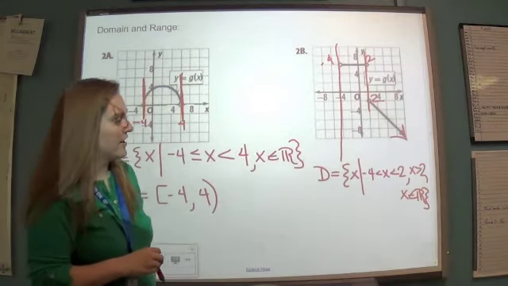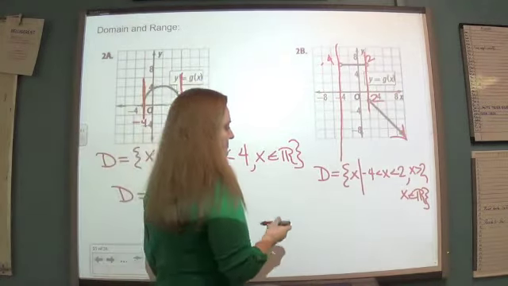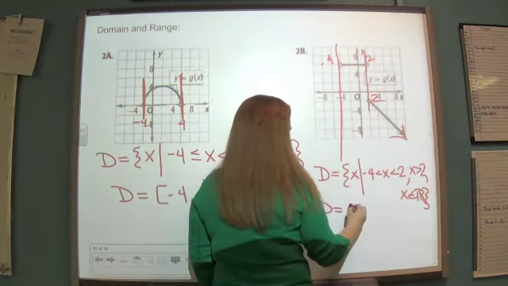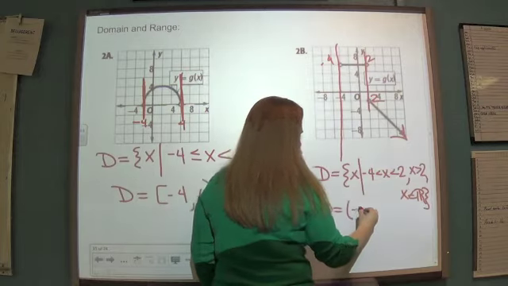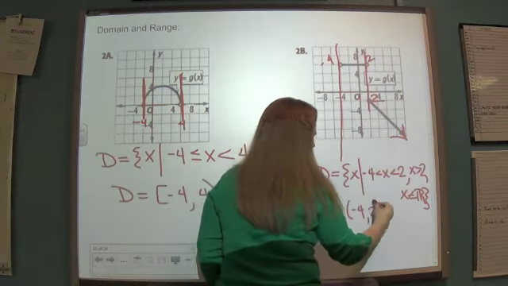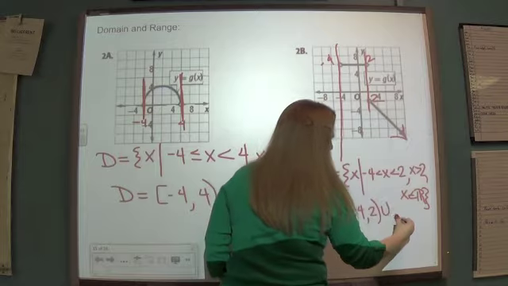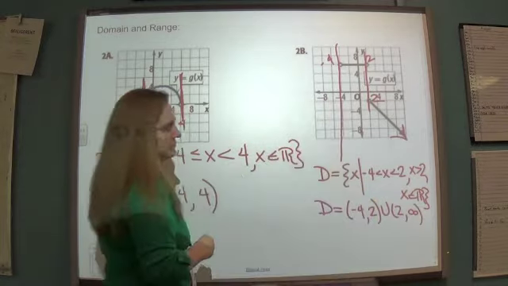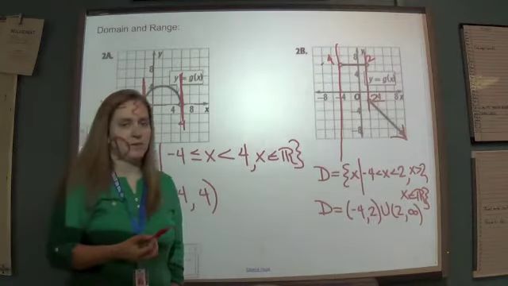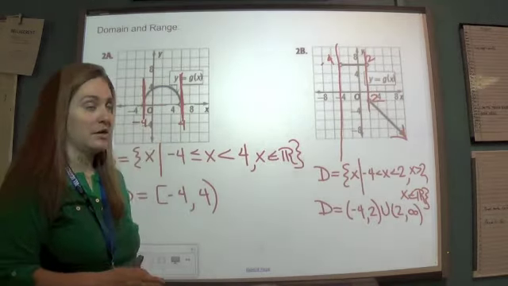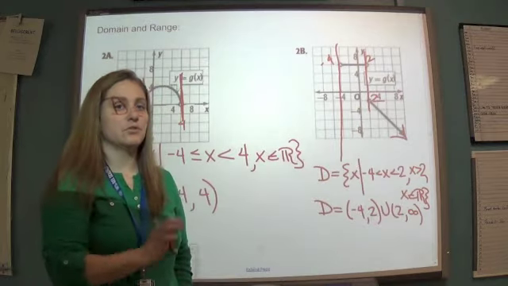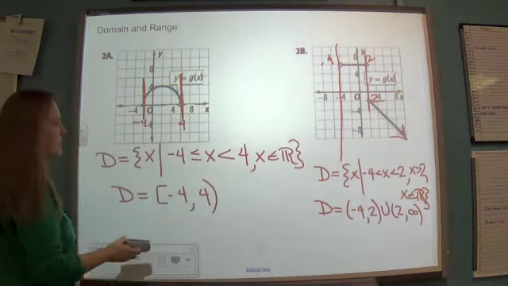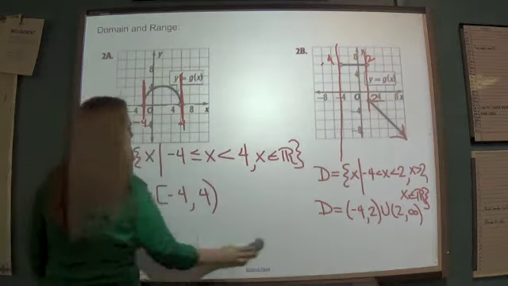Okay, now let's do the interval. I start at -4, and it doesn't equal, so -4 to 2. And it's a union, and I start back up at 2, and I go to infinity. So that would be the interval notation. So that is domain. Domain is looking left to right. Okay, let's do range. I'm going to go ahead and erase all this so I can get the range. There's not enough room. Let's see if this works.